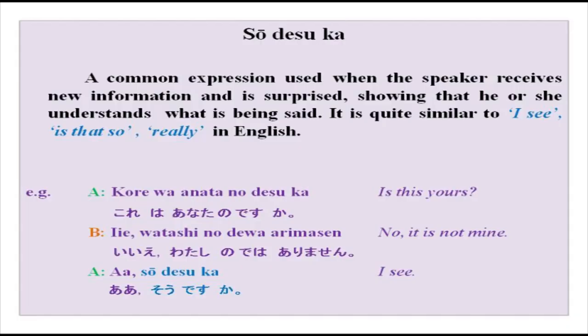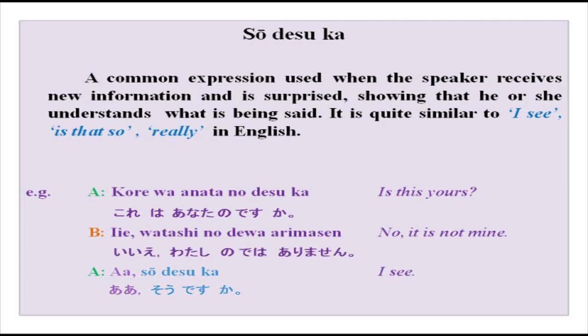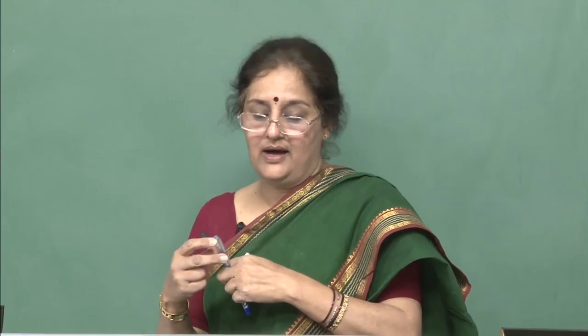As you can see over here in this small kaiwa, kore wa anata no desu ka? Iie, watashi no dewa arimasen. Ah, so desu ka? Oh, I see. Is that so? Now, over here, it's more flat. I have understood.